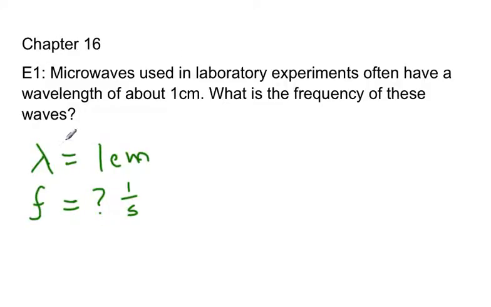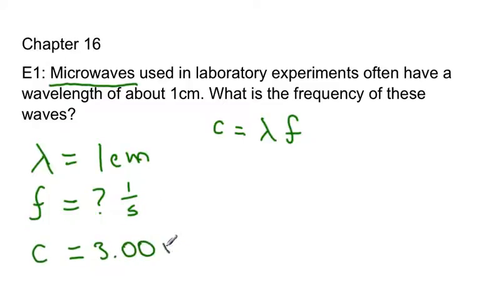So let's write out an equation that has wavelength and frequency in it. Well, I know for electromagnetic radiation, C, the speed of light, or the speed of any electromagnetic radiation, microwaves included, is equal to the wavelength times the frequency. Well, we know what C is. That's a constant. Light is the fastest thing that man has found so far, and it's always about 3 times 10 to the 8th meters per second.